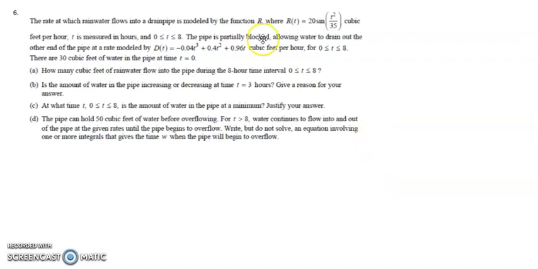All right, this is a rate in, rate out problem, and we're told that the rainwater is flowing into the drain pipe at this rate R of T. That's in cubic feet per hour, T is in hours, time is 0 to 8. The pipe is partially blocked, so the water drains out. So here's the out, D of T. Again, that's in cubic feet per hour, still on 0 to 8 hours.